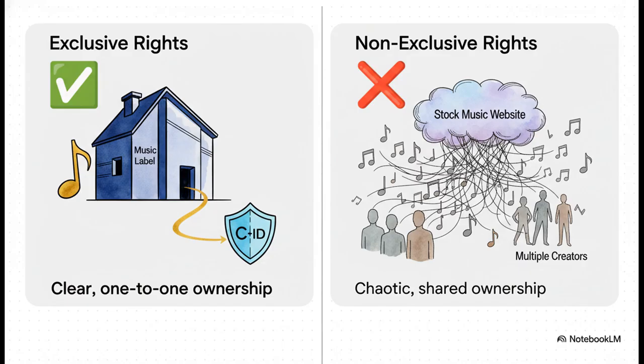If a record label owns a song outright, boom, they have exclusive rights. It's simple. But let's say you license a cool track from a royalty-free music site. You don't have exclusive rights. And why is that? Well, because hundreds, maybe even thousands of other people have licensed that exact same track. You can't have 1,000 different owners all trying to claim the same piece of music. The whole system would just fall apart.